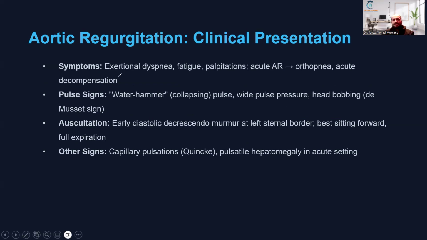In aortic regurgitation, common symptoms are fatigue and exertional dyspnea. We may see patients feeling palpitations, but if the patient has acute regurgitation or worsening of regurgitation, they would present with orthopnea, acute decompensation, and signs of heart failure. Clinically, you will see water hammer or collapsing pulse. Pulse pressure would be wide. If it is very severe and long-term, you may see rare signs like Demusset sign, which is head bobbing with systole.